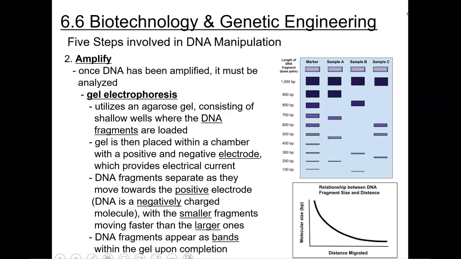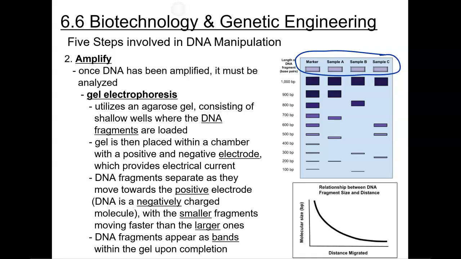Okay, so once the DNA has been amplified, it has to be analyzed. And this is where you're going to use a process called gel electrophoresis. This is going to utilize an agarose gel that consists of shallow wells where DNA fragments are going to be located. And so the gel is going to be placed within a chamber with a positive and negative electrode, which provides an electrical current. So the DNA fragments are going to be put into each one of these wells up top.